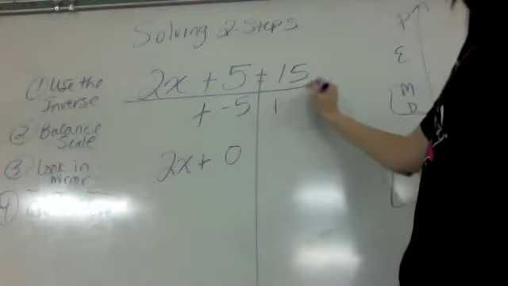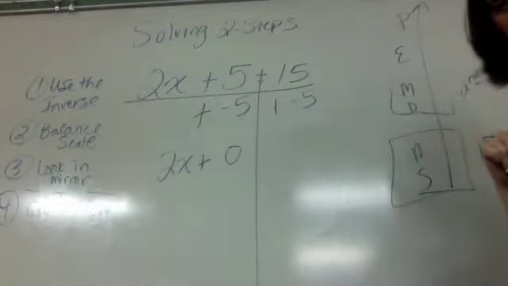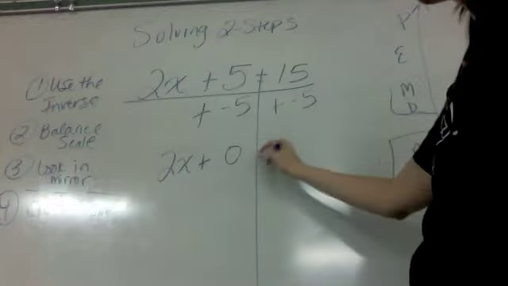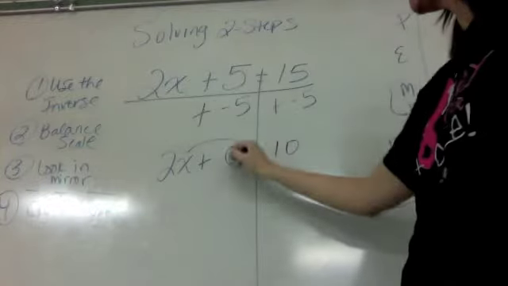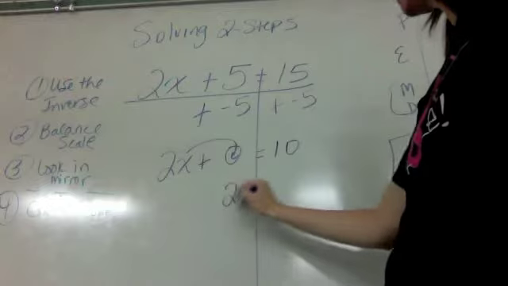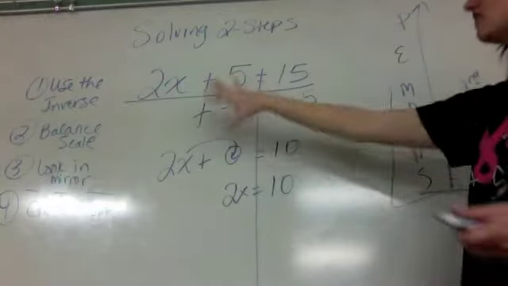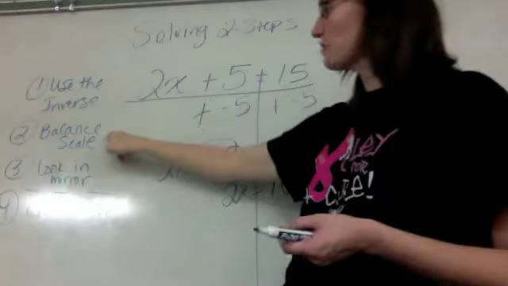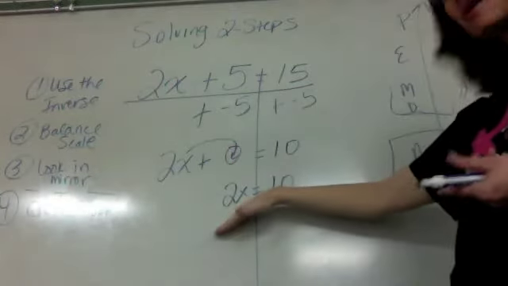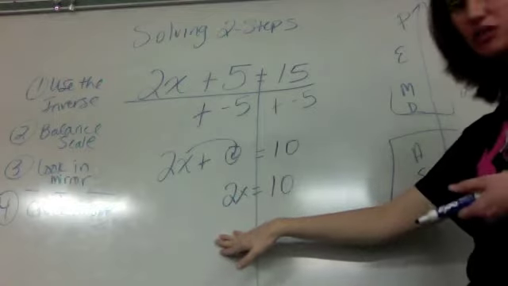Now I have to balance the scale, so I have to add -5 to this side. 15 plus -5 is 10. 2x looks in the mirror, 2x plus 0 is 2x. And I still have 10 on that side. So I've undone the addition, I've used the inverse, balance the scale, look in the mirror. And now I'm down to what looks like a one-step multiplication.